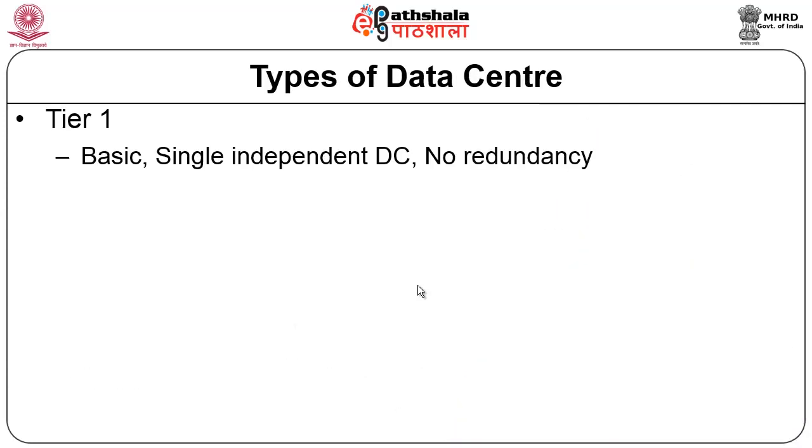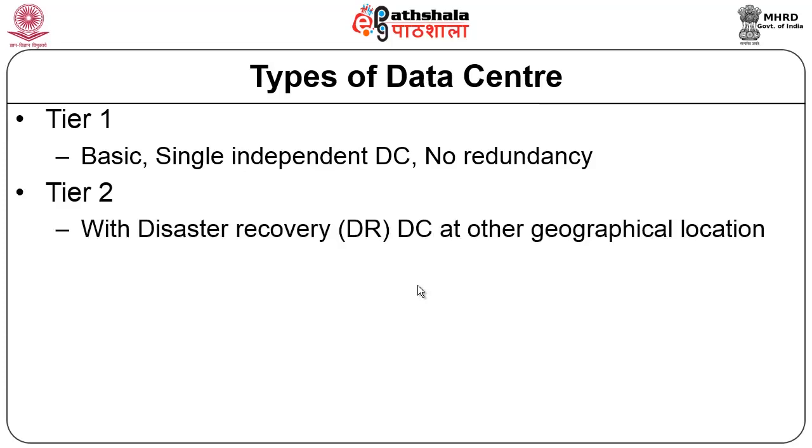There are 4 types of data centers. One is the basic data center, tier 1, where we have a single data center. We have tier 2, which has a disaster recovery. That means they have a parallel data center elsewhere, physically in a different location, so that in case of disaster this data center will be affected, but the data and resources of the customers will not be affected.